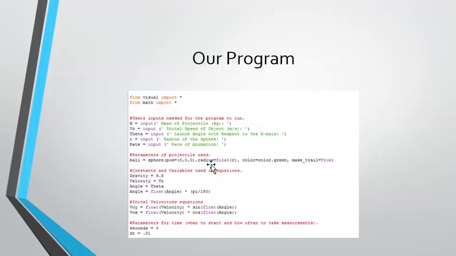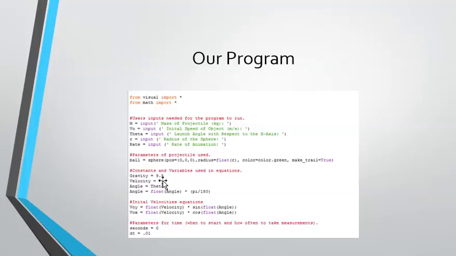Then the radius equals float r, which lets us use r as an input for the radius. And then the color of the ball is green, which was a requirement. And then make trail true leaves a trail behind the ball while it's in the air.